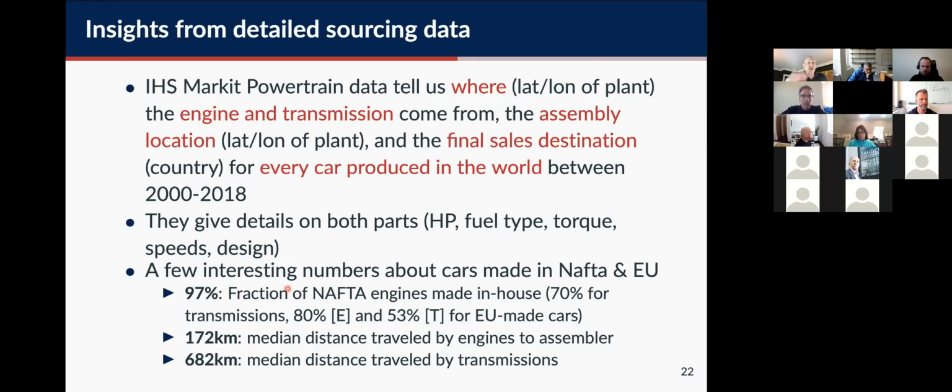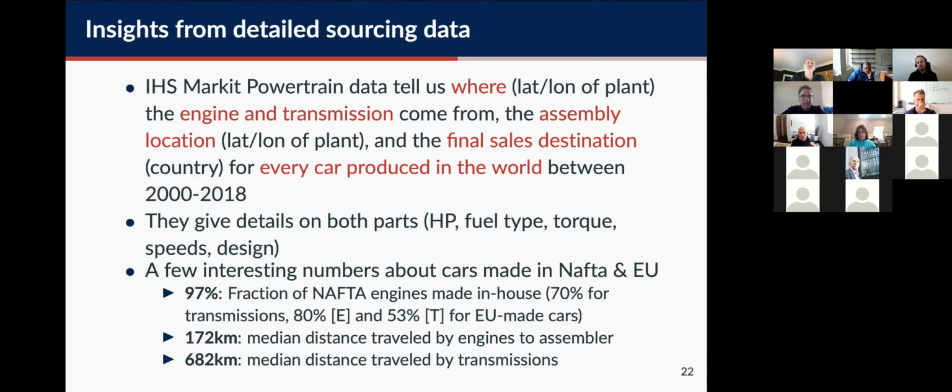But if you know a little bit about the car industry, you know that a lot of these big parts like the engine and transmission are predominantly made in-house. And you see that for NAFTA, and for engines, it's really dominant: 97% of them are in-house. It's lower for transmissions because there are some highly specialized third-party transmission producers that make transmissions for assemblers around the world. And then you see percentages that are definitely lower, but still very substantial, for cars that are assembled in the EU. And then a little bit of data. I'm going to show you much more data about the median distance that an engine and a transmission travel.